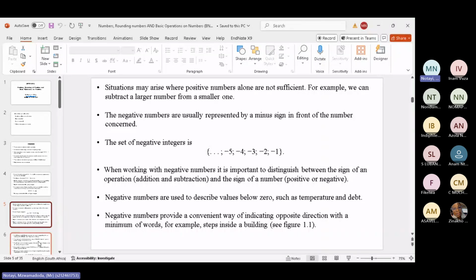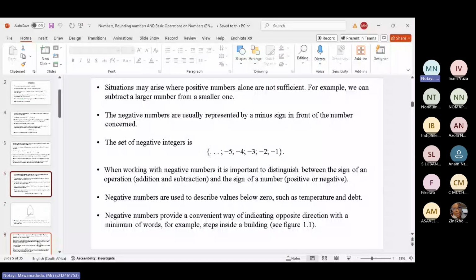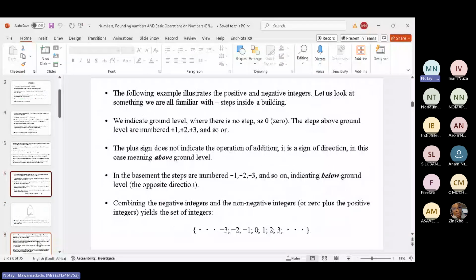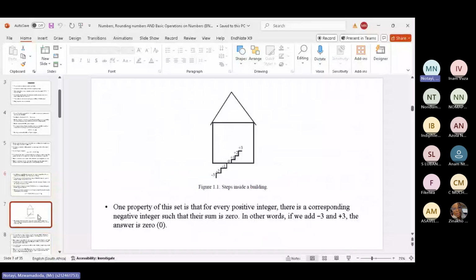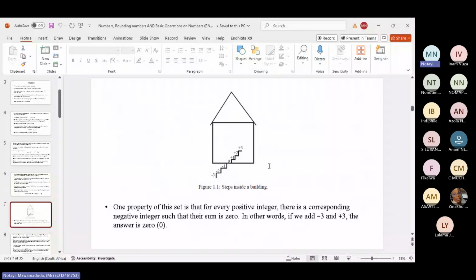The following examples illustrate the positive and negative integers. Let us look at something we are familiar with, that is steps inside a building. We indicate ground level where there is no step as 0. So let me show you the building. This is an example. So the ground level where 0 is, that is the origin.